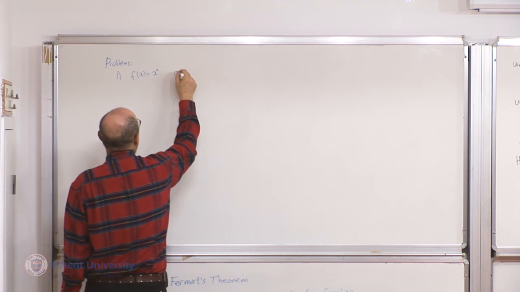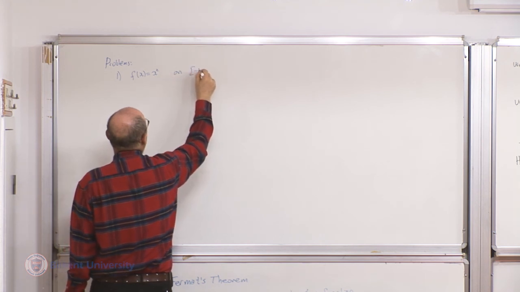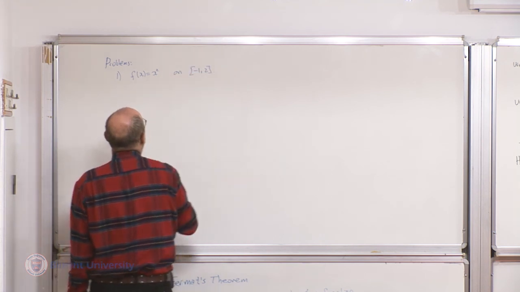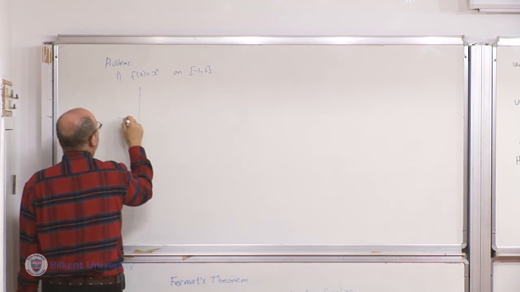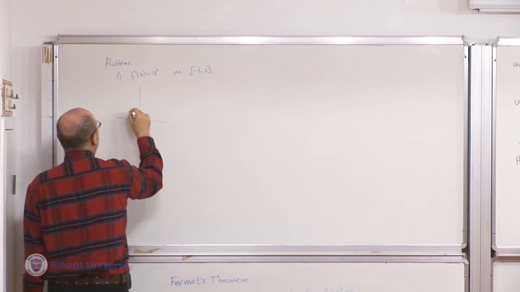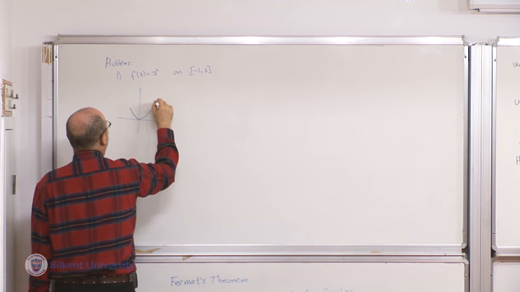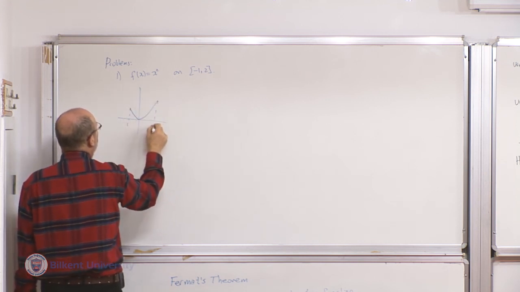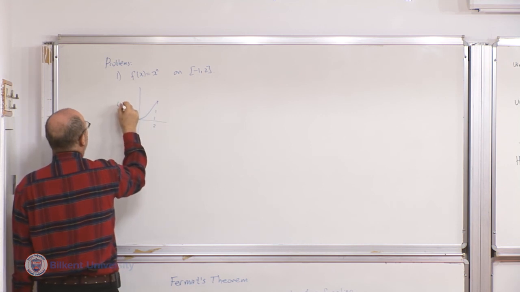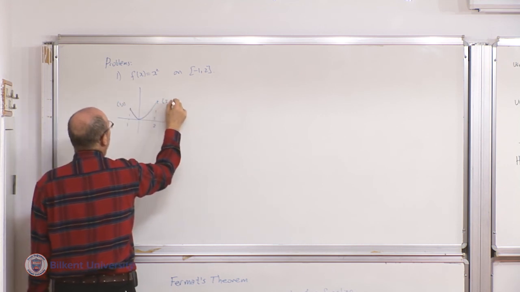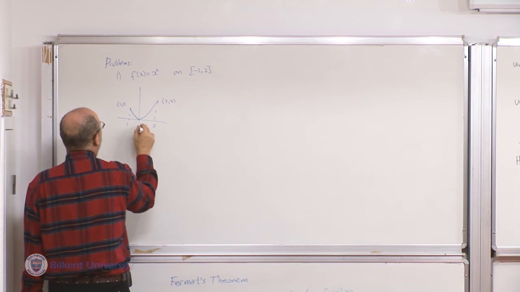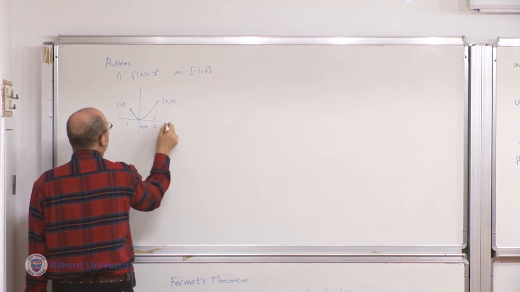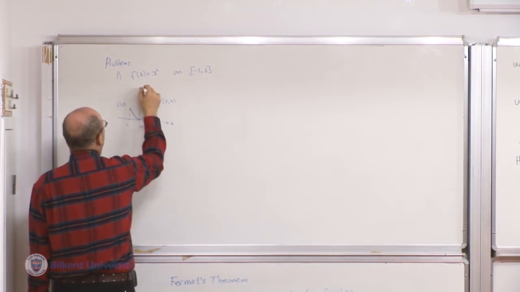Okay, let's say on [-1, 2]. Okay? So the graph is something like this. So this is 1, this is 2. So the point here is (1, 1). The point here is (2, 4). And this is the point that we are also interested in. This is (0, 0), x, y.